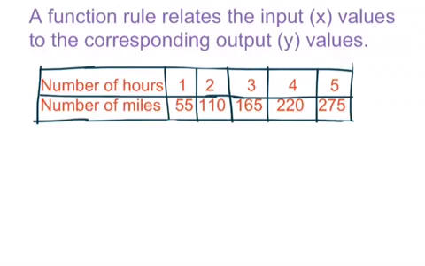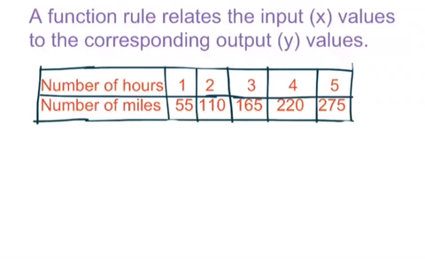It could be for driving. It could be for walking, running, whatever. So for every hour, for the first hour, second hour, third hour, fourth hour, fifth hour, it tells the number of miles that have been traveled, right? So a function rule is kind of going back to what we've done the past 2 sections with patterns, okay?